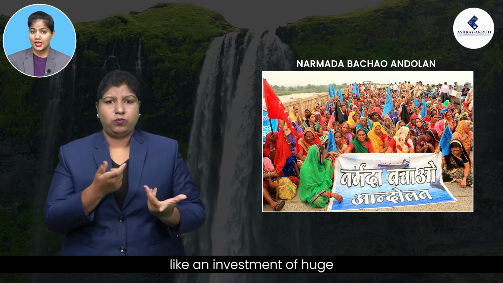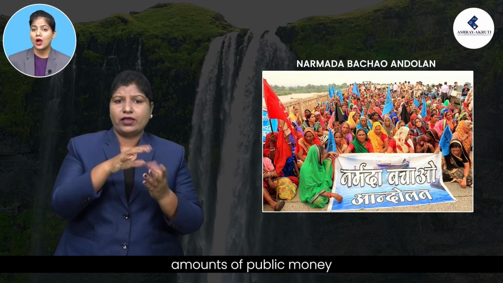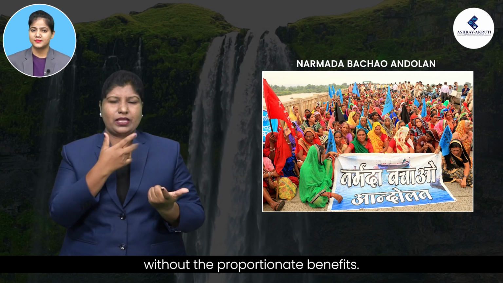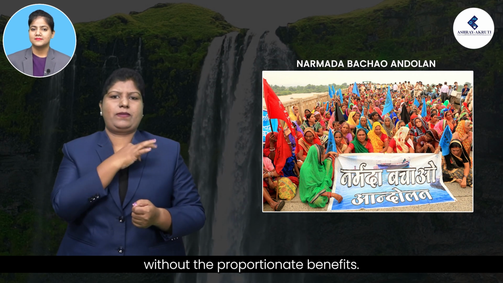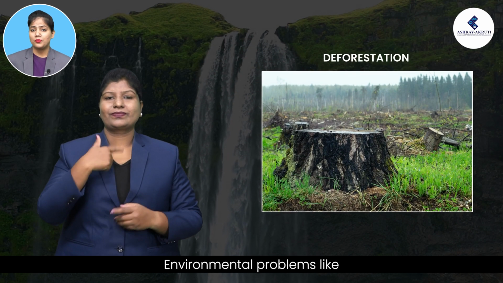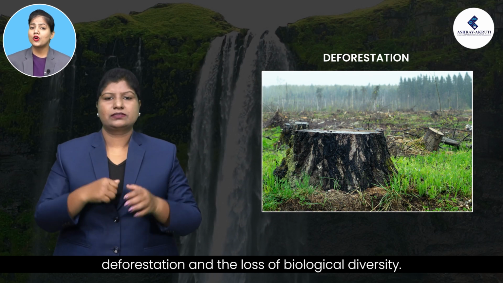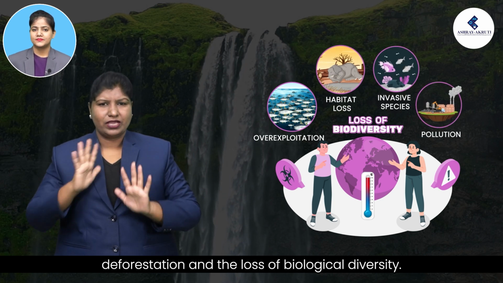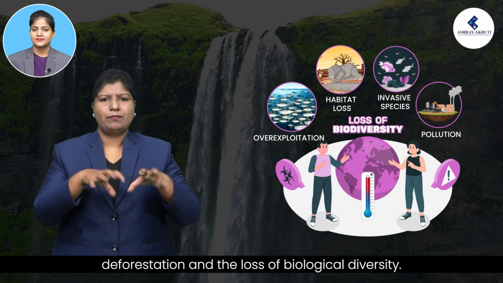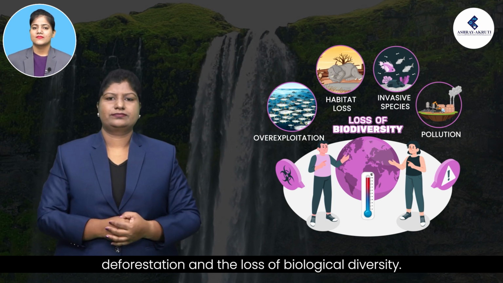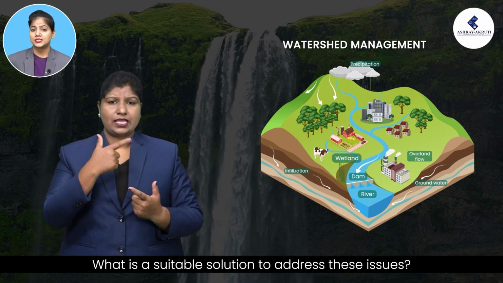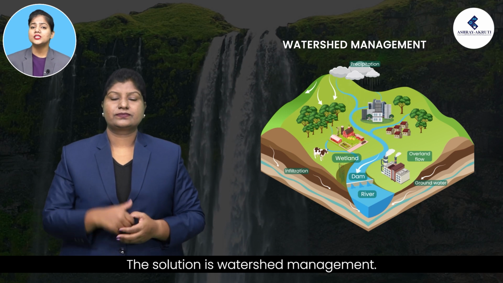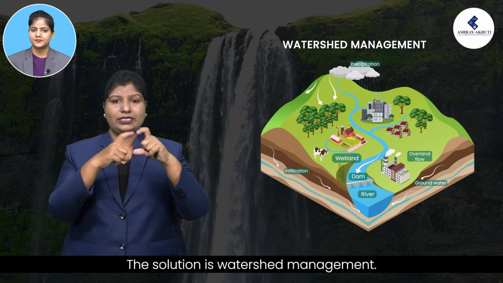Economic problems like an investment of huge amounts of public money without the proportionate benefits. Environmental problems like deforestation and the loss of biological diversity. What is a suitable solution to address these issues? The solution is watershed management.